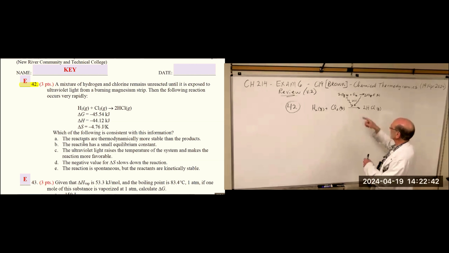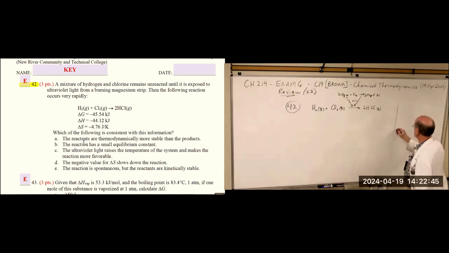So actually, what are we doing here? If you've got this energy and this is the reaction progress, then you're adding energy to go like that. So the hydrogen and chlorine are over here, and hydrogen chloride is on this side. So the ultraviolet light is providing the activation energy. This is UV from that reaction.